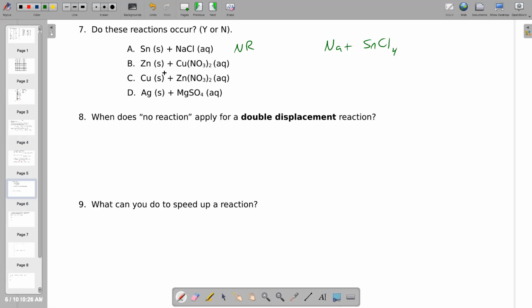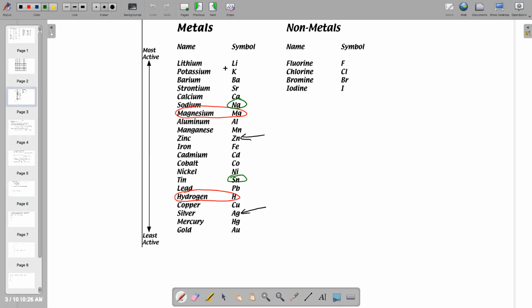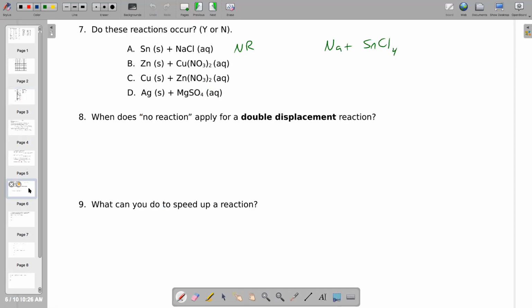Anyway, zinc and copper. You look for zinc and copper. So zinc is right here, and then copper is down there. So zinc is above copper. The element that's by itself, zinc, is above copper. So there's a reaction. Yes, this reaction does occur. The other two, same deal. Copper is not above zinc, and silver is not above magnesium on the activity series. Those are both no reactions.